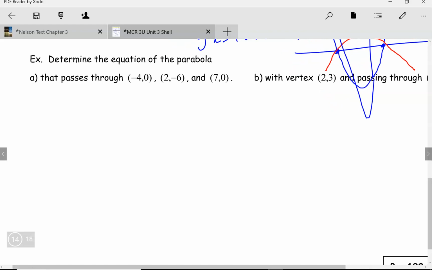Again, these are fairly easy to determine. I'm not even going to do all of these, or I'm going to do them super quickly because I think this was one of the first questions we did on Friday.